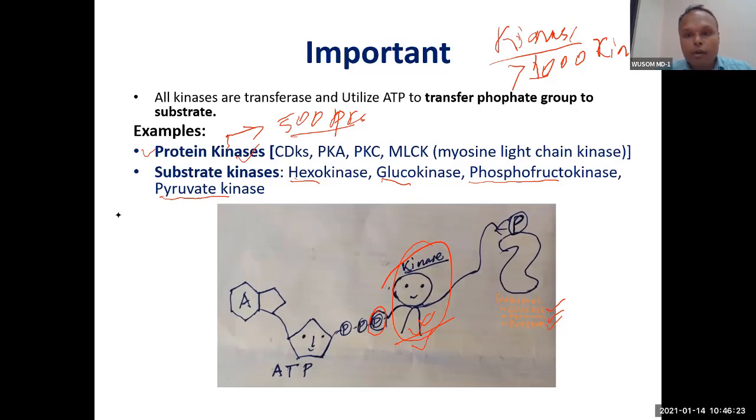They are involved in metabolic pathways. They are involved in regulation of cellular mechanisms. So kinase is very, very important. You can see myosin light chain kinase, which is involved in smooth muscle contraction. So kinase is very important. That is why we have to focus on kinase.